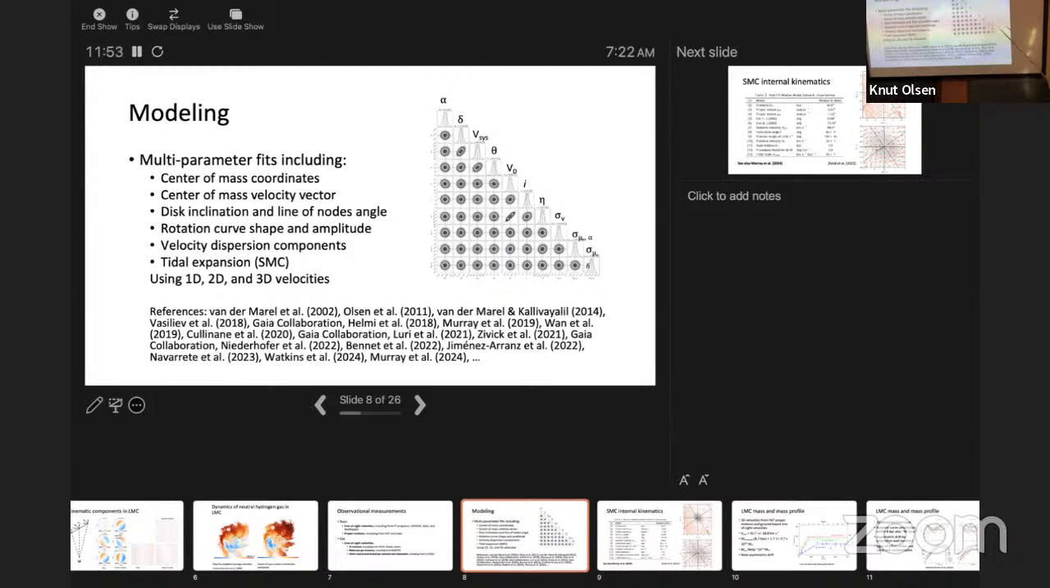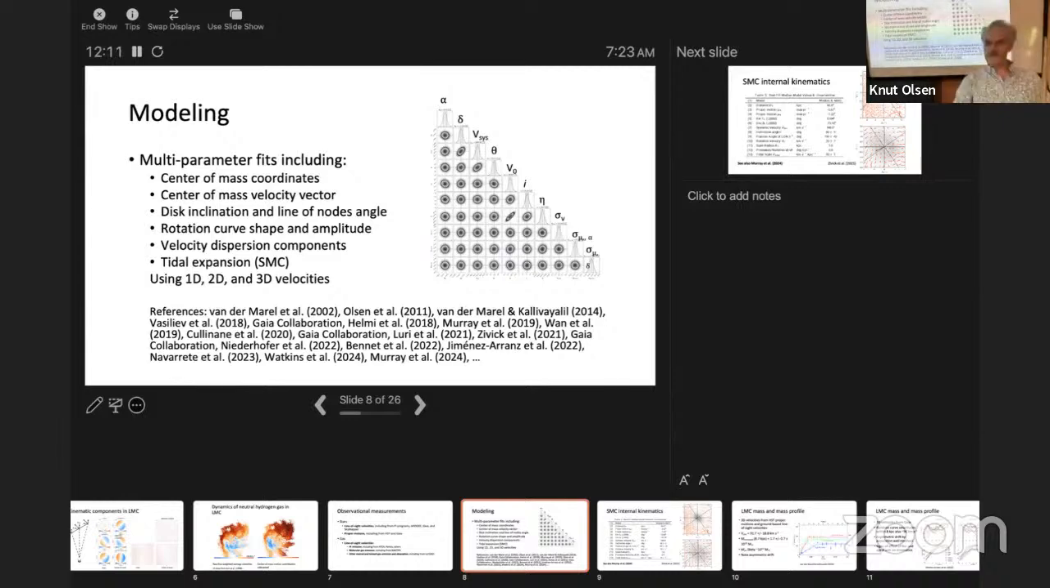And this is a corner plot from a fit that I've done with all of these parameters listed here, just showing the correlations and the dispersion parameters that we get out.